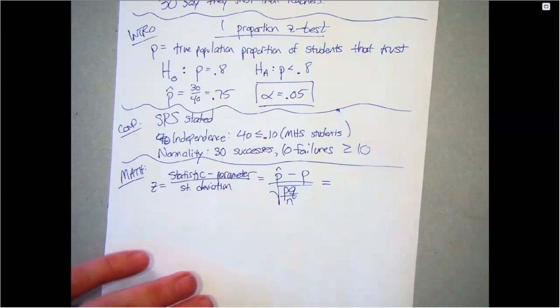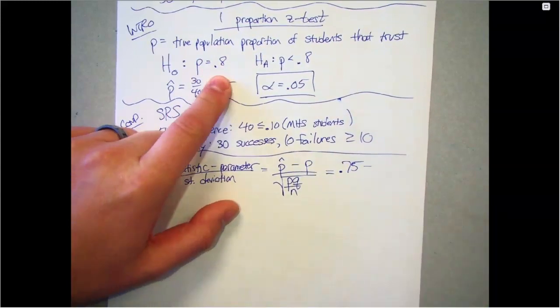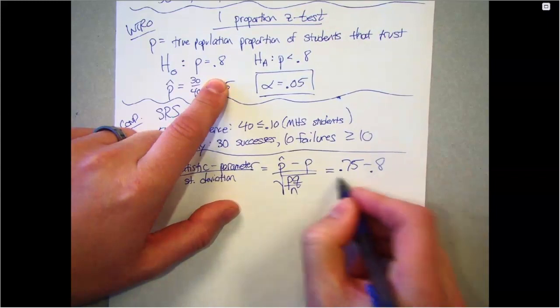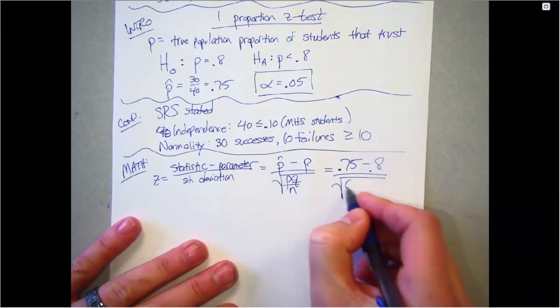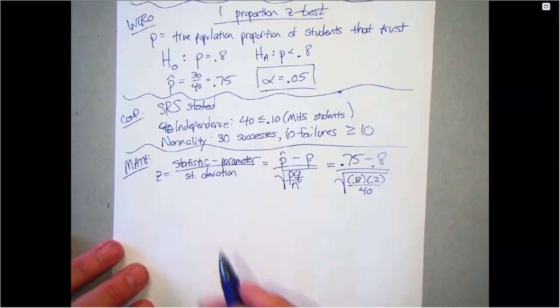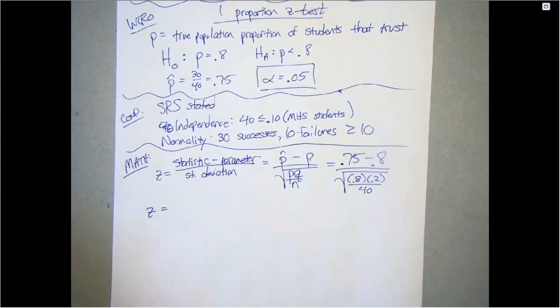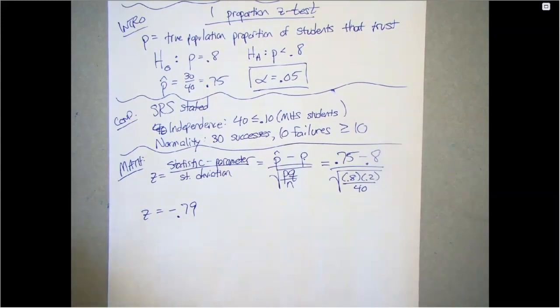All right, what's P hat? 0.75. What's P? 0.8. What do I put in for this P? 0.75 or 0.8? 0.8. That's P. You use P. So go ahead and calculate what that is. I get negative 0.79. Agree?